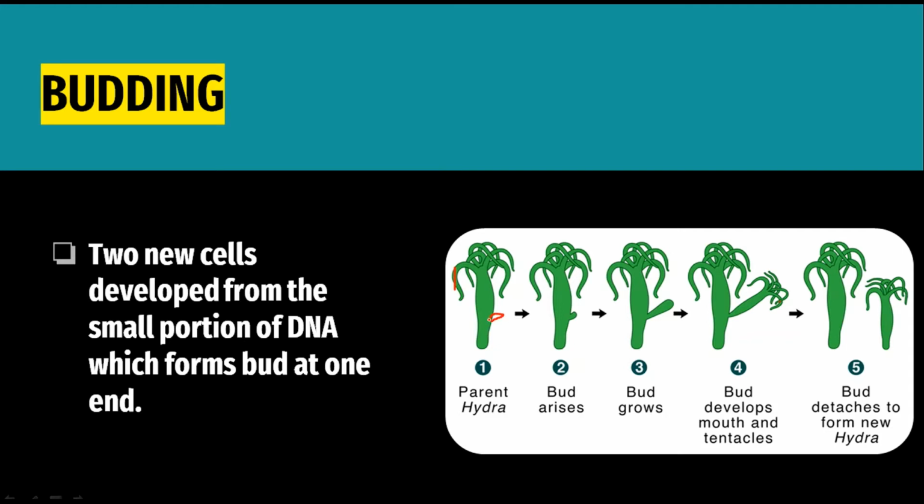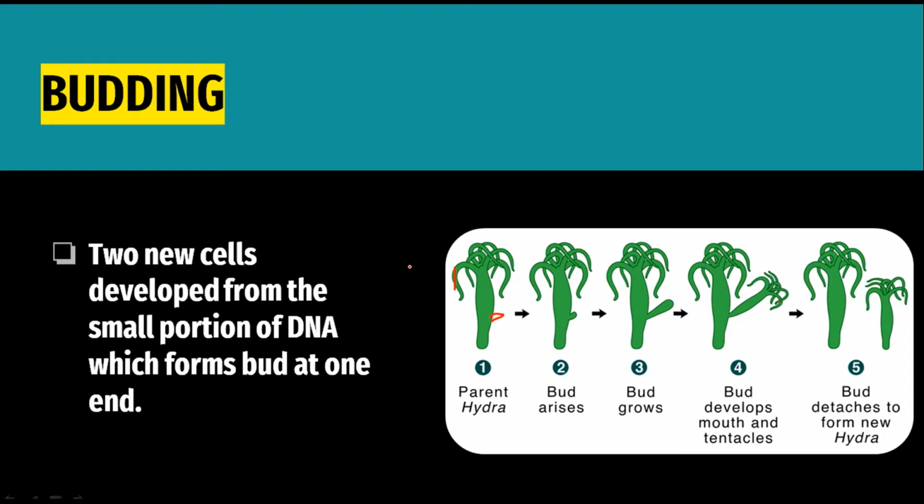A bud arises from any part of the parent hydra and then it grows and develops its mouth and tentacles, as you can see here, and then the bud detaches to form a new hydra. So we have a daughter cell here, and with time it will improve in size and function and will form a parent hydra at last, and then the same process continues.